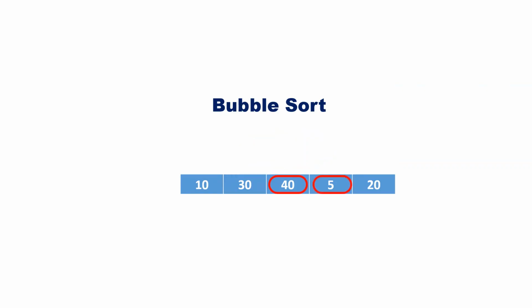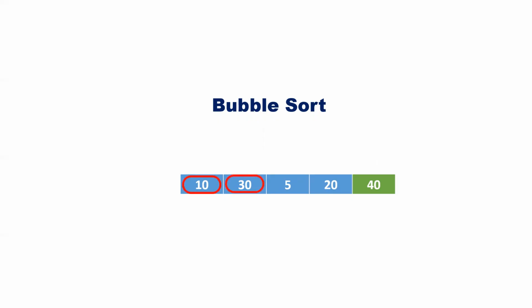Next compare 40 and 5. 40 is greater than 5, so swap the values. Compare 40 and 20. 40 is larger than 20, so swap the values 20 and 40. Now after this process, 40 has come into its actual position. We are doing the sorting in ascending order, so 40 is the biggest element, and it has reached the correct place. Again, we start from the beginning.